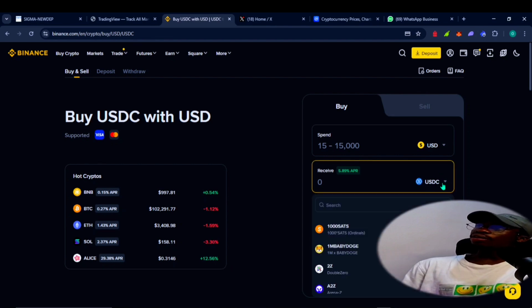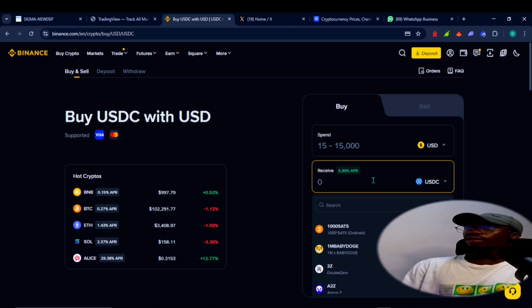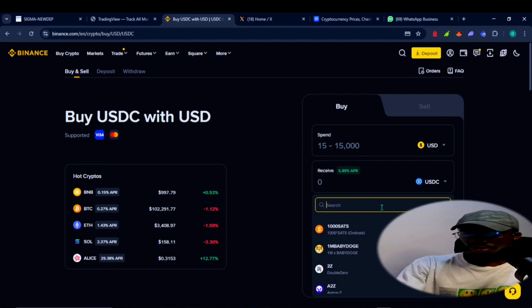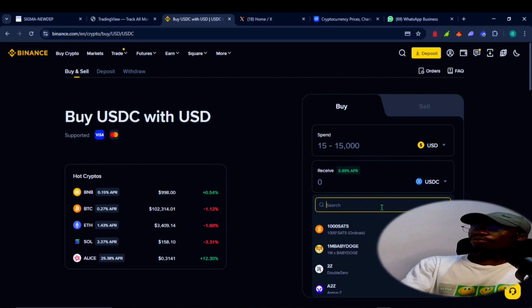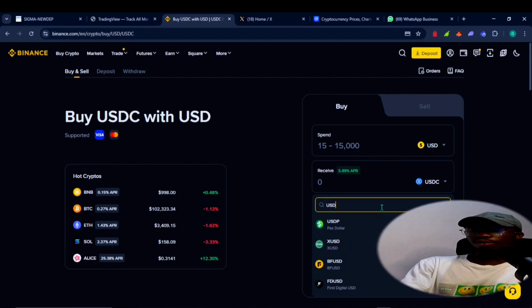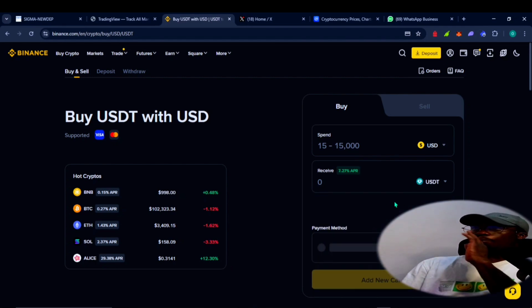USDT is like the US dollar in the crypto space, and there are many coins that represent the US dollar in the crypto space. We have the USDT, we have the USDC, we have the FDUSD, we have the BUSD. They all do the same thing. We even have the DAI. There are many of them, but the most common are the USDT and the USDC.